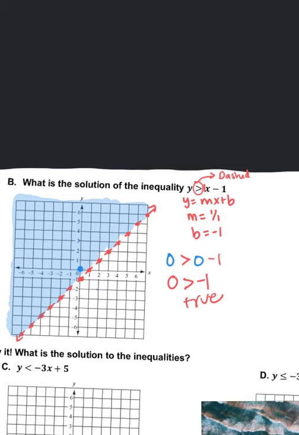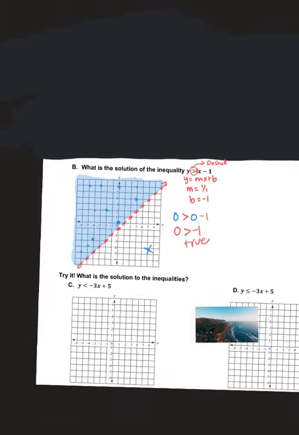But every other point that falls in the shaded region would be a solution. So that 0, 3 that I thought about plugging in, that's a solution. Negative 2, comma 2, that's a solution. All of these are solutions. Everything in this shaded region are the solutions. I could pick any point in there and that would work. However, anything on that side would not work because it would not make the inequality true. All right, with that being said, I want you guys to try it.